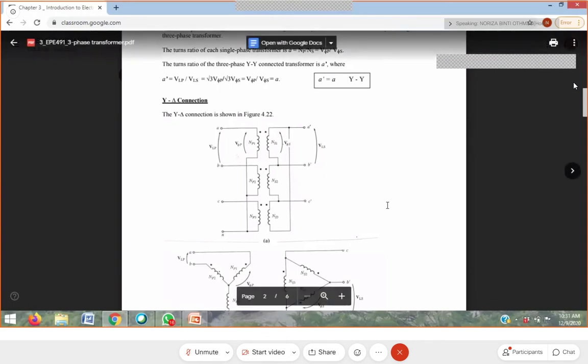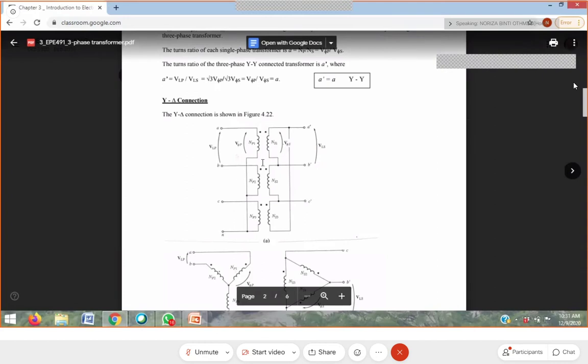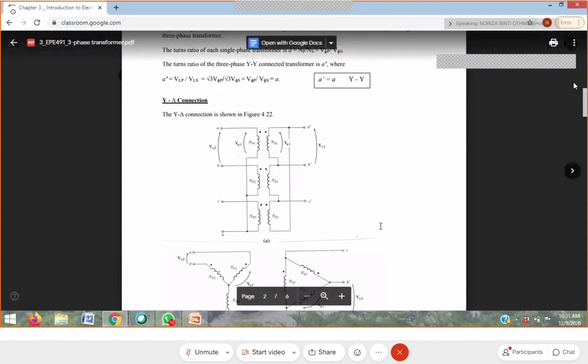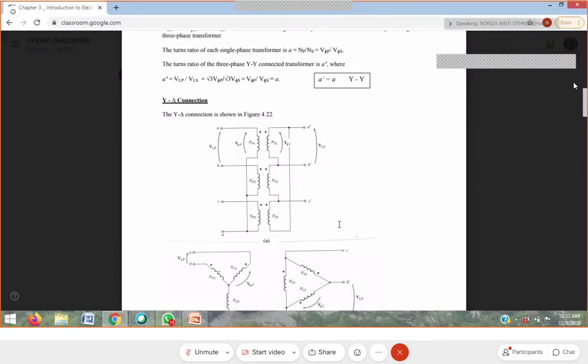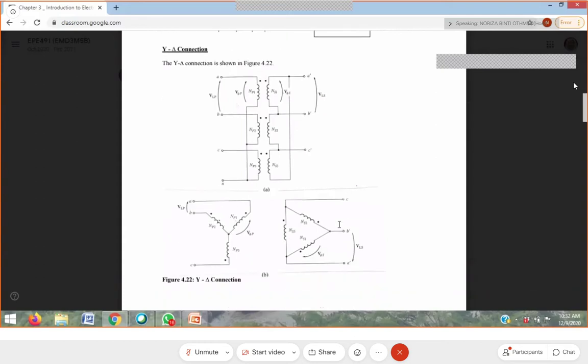If the question gives you this figure, you must know what type of connection it is, whether Y delta or delta Y. From the given connection, the question is easy for this chapter. Just look and determine the type of connection. If we redraw the circuit, A becomes like B, where we have Y for the primary and the secondary side is in delta.